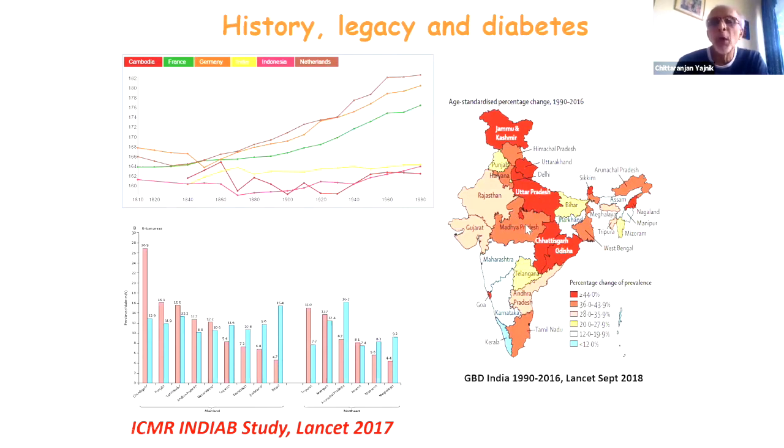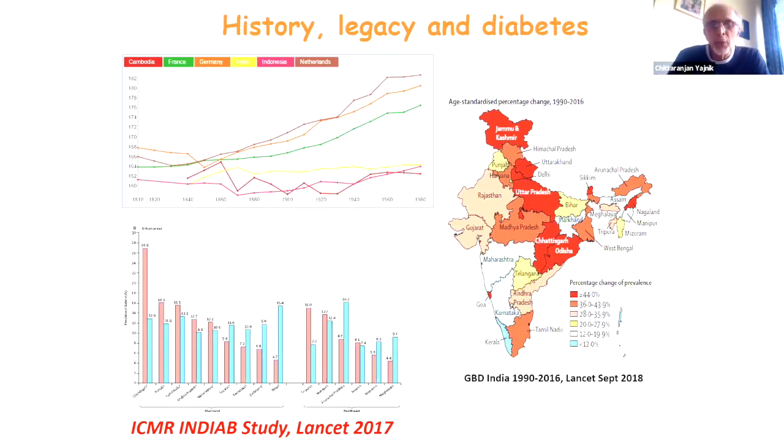And they are predominantly something like Bimaru states. So these are the states which have suffered deprivation for the last many decades, if not centuries. So Uttar Pradesh, Madhya Pradesh, Chhattisgarh, Odisha, then Nagaland, and Arunachal Pradesh, Jammu Kashmir, Himachal Pradesh. These are the states which showed maximum rise between 1990 and 2016.